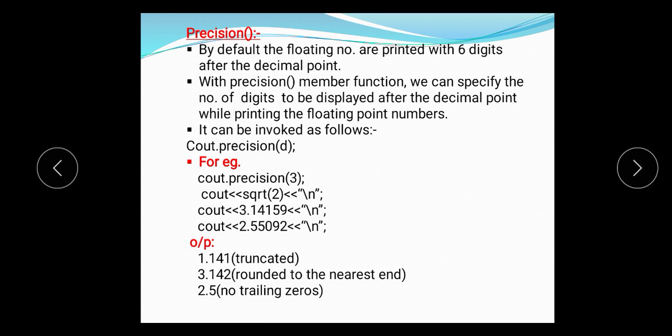Next we are displaying another floating point number, 3.14159. In this case also it will display only 3 digits after the decimal point. Again we are displaying another floating point number, 2.55092. In this case also it will display only 3 digits after the decimal point. So the square root of 2 will be displayed as 1.141. Only 3 digits after the decimal point are displayed. In this case also only 3 digits are displayed. After the 1 there is a 5, so it is rounded to the nearest digit, and for 2.5, no trailing zeros are displayed. That's why it displays only 2.5.